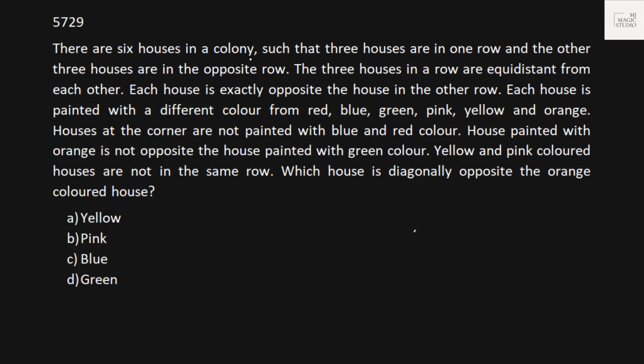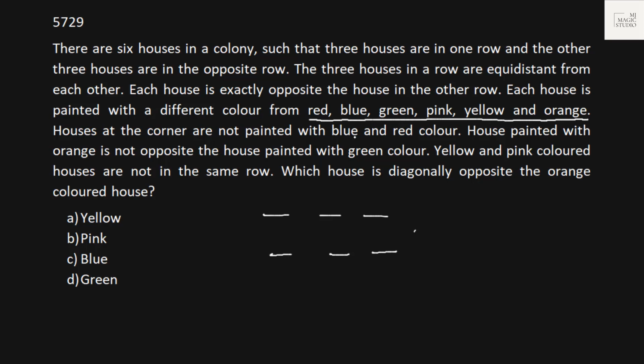There are 6 houses in a colony such that 3 houses are in one row and the other 3 houses are in the opposite row. The 3 houses in a row are equidistant from each other. Each house is exactly opposite the house in the other row. Each house is painted with a different color: red, blue, green, pink, yellow and orange.